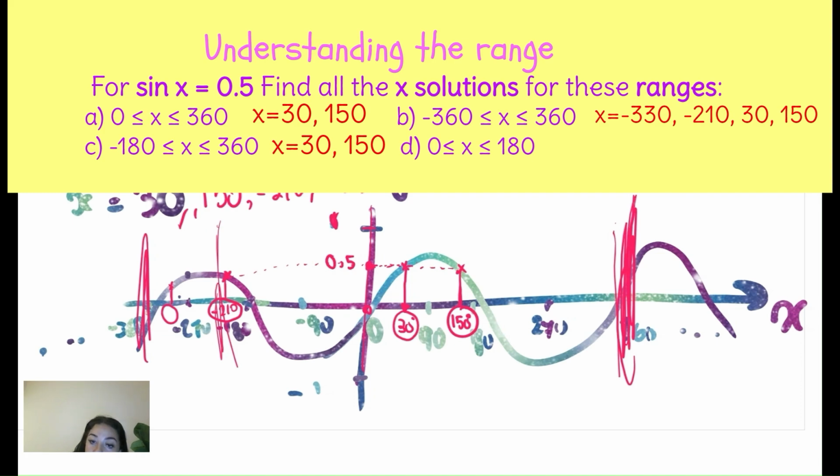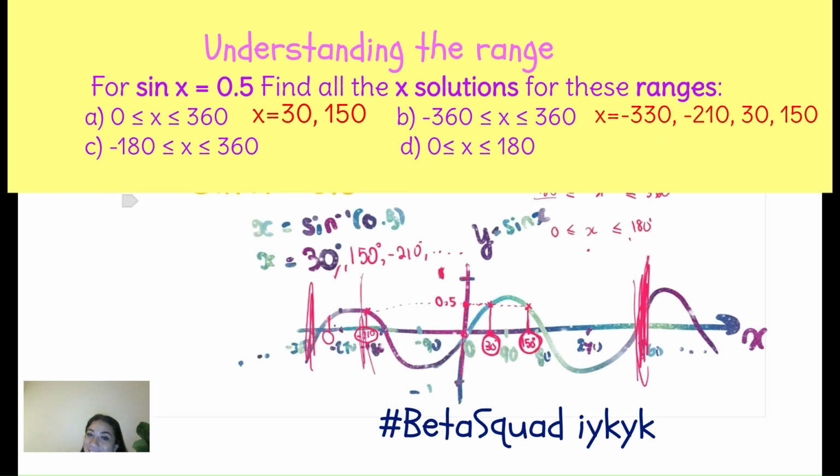If they say x is between 0 and 180 degrees, and I look over there, my values are going to be from 0 to 180, so I'll only accept the 30 and the 150. So do you see what I'm doing? The range tells you what values I need, whether I need to go further or whether I just need the two values and I'm good and I'm done. Good.